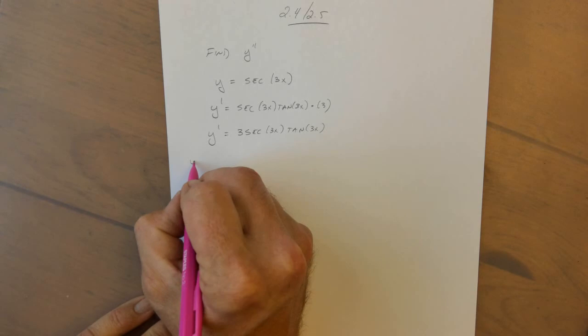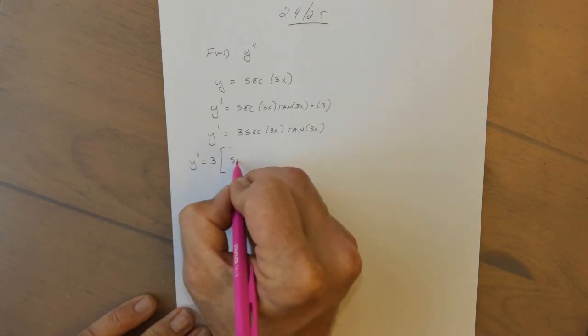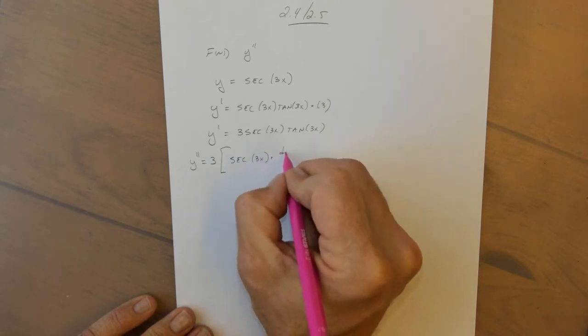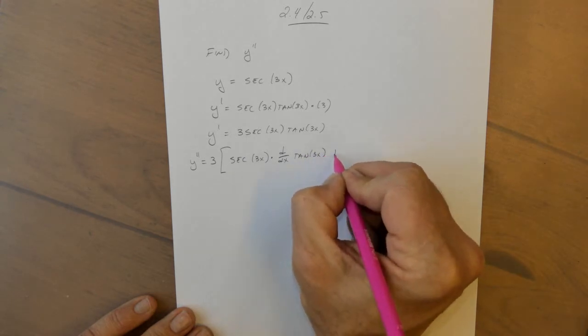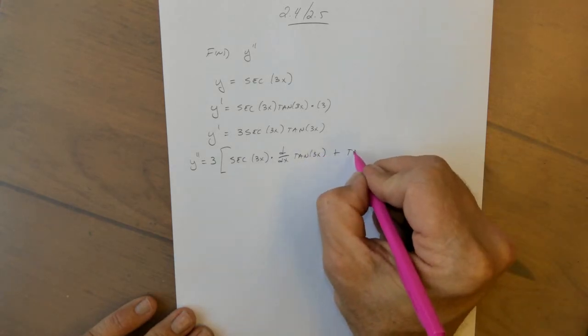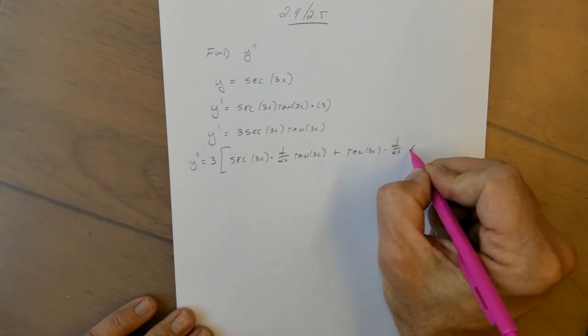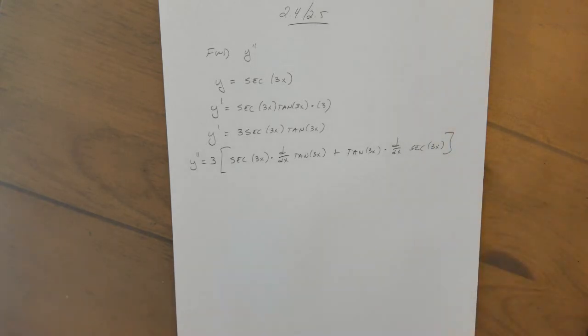So y double prime. So here's what I'll do to make sure that we keep track of everything. So we have the secant of 3x times the derivative of the tangent of 3x plus, and we would have tangent 3x times the derivative of the secant of 3x.